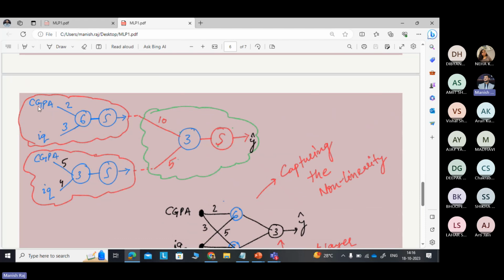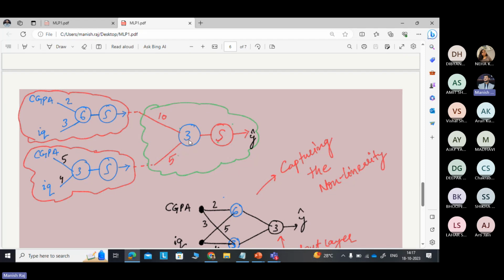Okay, some CGPI is there, some IQ is there, some weightage is there, and this is the bias. I have written the bias inside. This is the 6, this is the 3, and after that we are putting it in the sigmoid function, and whatever the output is, we connect with the weightage. So this is perceptron 1, this is perceptron 2, and with the weightage we do the summation. Again the bias is there, so 3 is the bias number, and we put this in the sigmoid function again and we get the output. So capturing the non-linearity of the data, we are using multiple perceptrons.